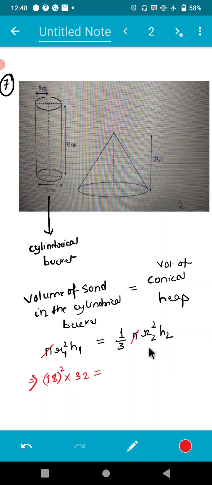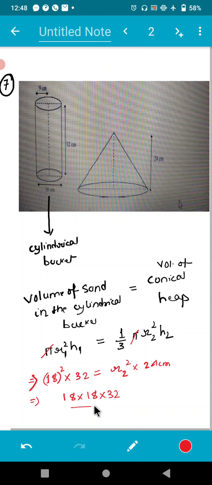What is the radius of the conical heap? This is what we have to find out, r2 square, and the height is given as 24 centimeter. So we need to transpose this 24 to this side. So it would be 18 into 18 into 32 by 24, and this would be equal to r2 square. So r2 would be what?